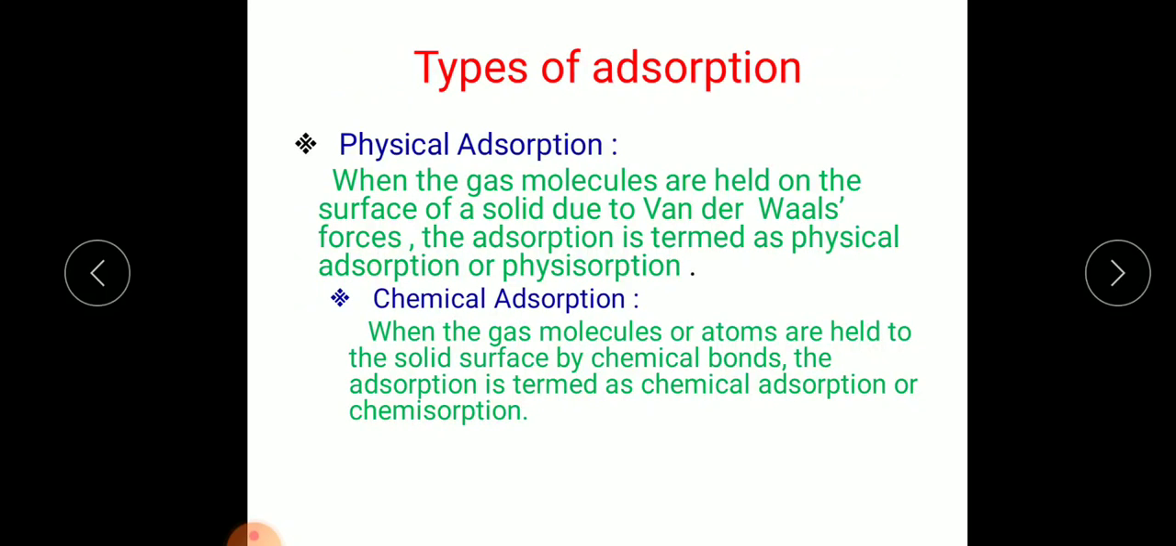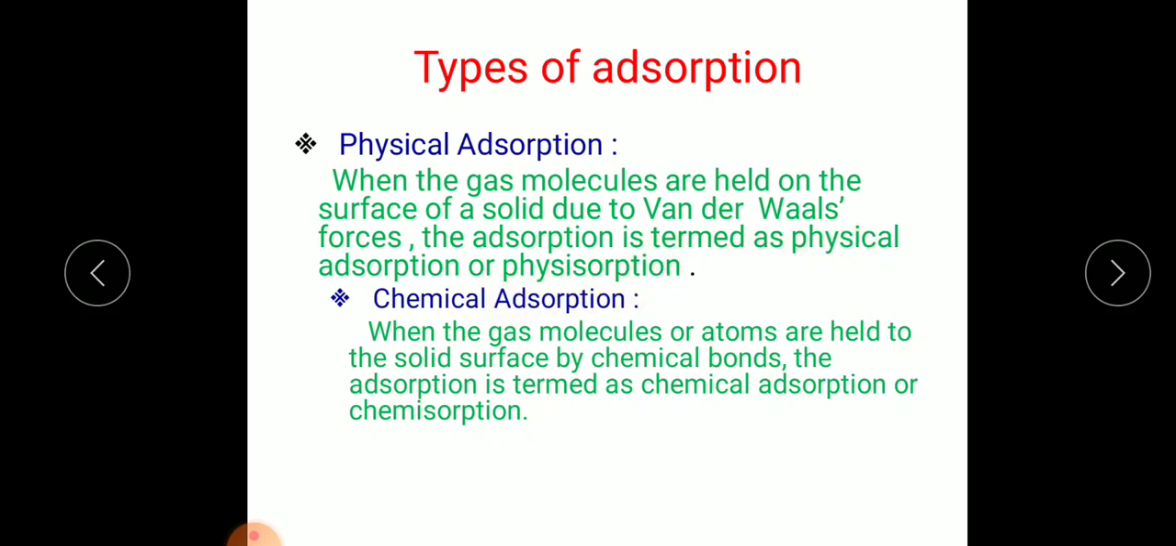Now there are two types of adsorption, physical adsorption and chemical adsorption. Let us see what these two are. When the gas molecules are held on the surface of a solid due to van der Waals forces, the adsorption is termed physical adsorption or physisorption. So when the gas molecules are held to the solid due to weak forces like van der Waals forces, such adsorption we call physical adsorption.